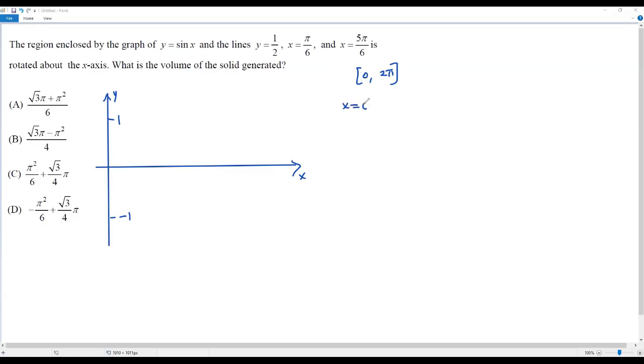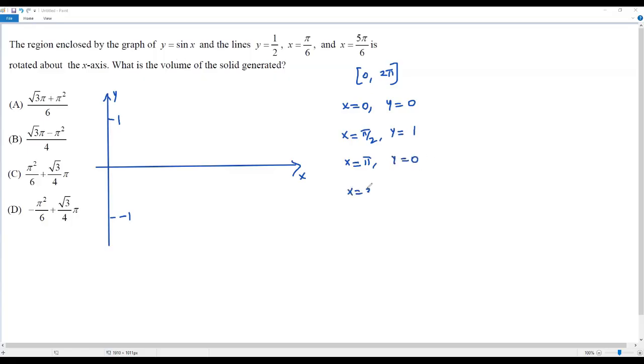Let me consider x equals 0. When x equals 0, the value of sin x is 0. That is, sin 0 is 0, so the value of y is also 0. And let me consider the second value of x in this interval, pi over 2, that is 90 degrees. When x takes pi over 2, it becomes sin pi over 2. The value of sin pi over 2 is 1, so y is 1. And now let me consider x equals pi. When x equals pi, the value of sin pi is 0, that is, y equals 0.